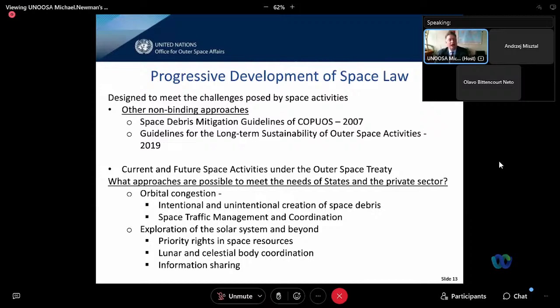And then, of course, beyond exploration of our solar system, how do we understand the moon and other celestial bodies and priority rights and space resources, understanding the place of the Moon Agreement in all of this modern discussion? What do we do about lunar and celestial body coordination? And how do we ensure that information is shared so that all states are taken into account and are brought into the fold, let's say, and have the benefits that are so promised under the Outer Space Treaty?